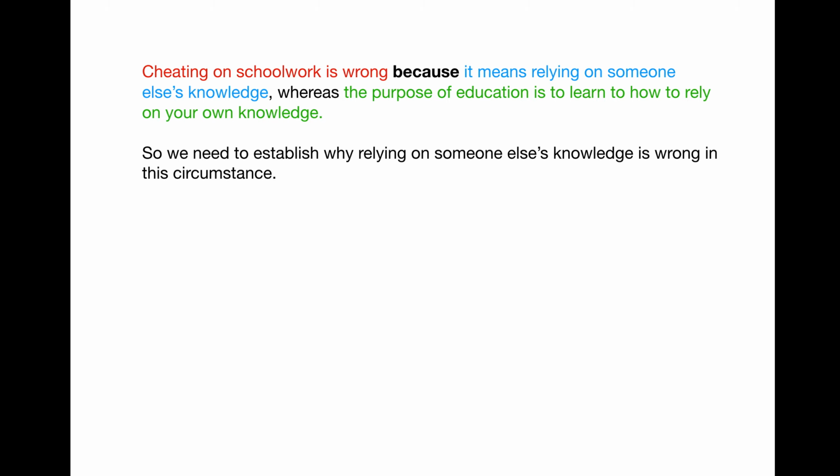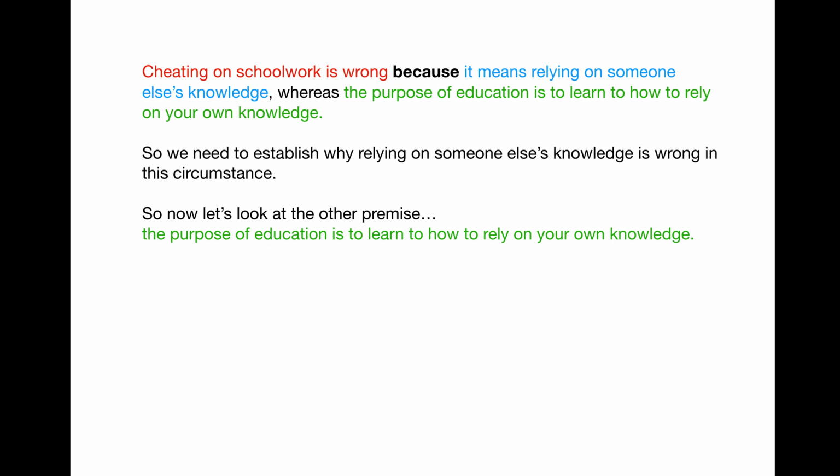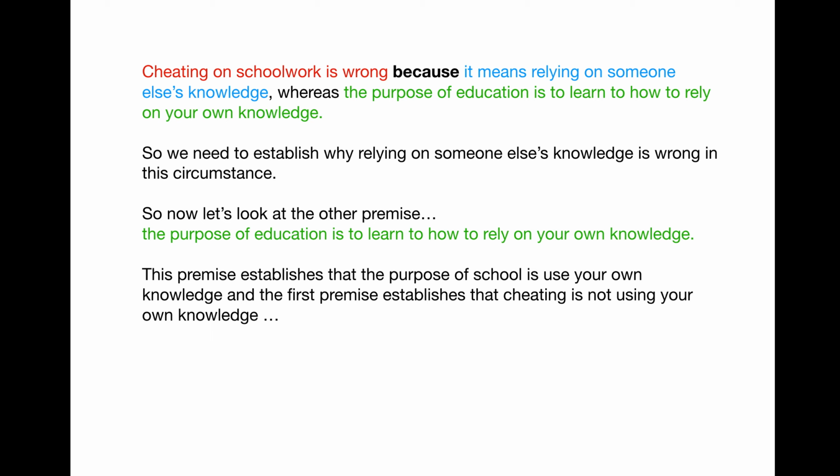All right. So we need to establish why relying on someone else's knowledge is wrong in this particular circumstance. So we look at our other premise: the purpose of education is to learn how to rely on your own knowledge. So this premise establishes that the purpose of school is to use your own knowledge, and the first premise establishes that cheating is not using your own knowledge. Okay, so in this case, the premises work together to support our conclusion.